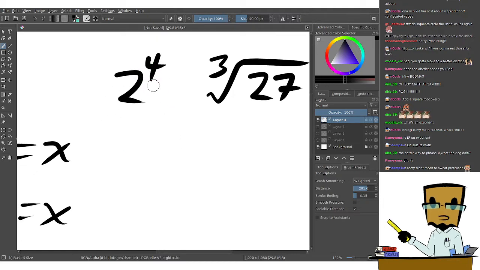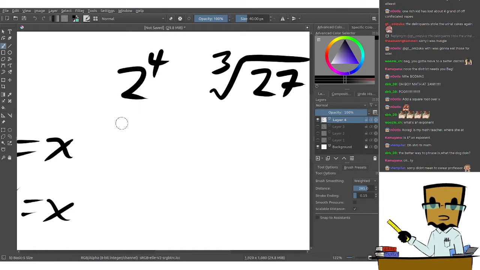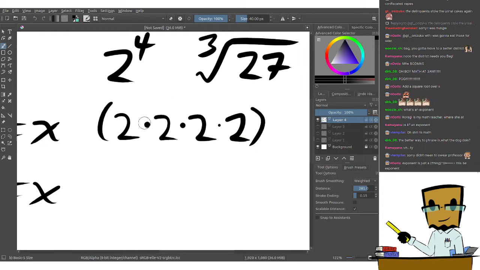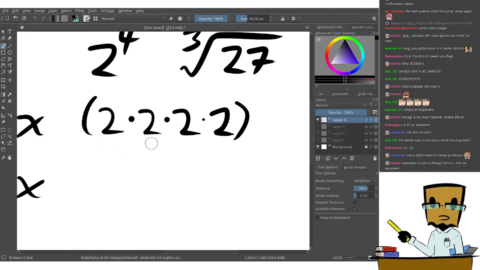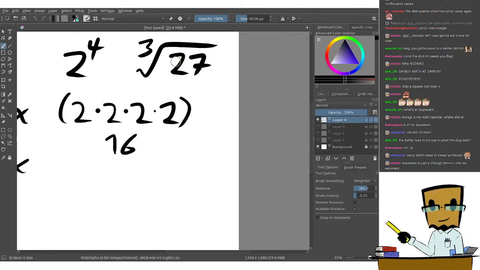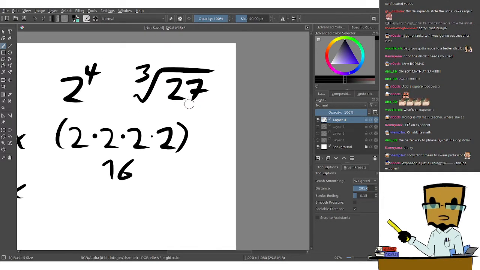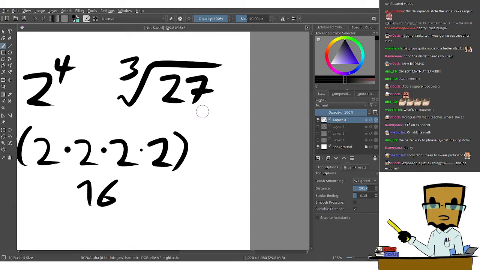But yes, something like 2 to the power of 4. This is actually an equation. This operation tells you 2 times 2 times 2 times 2. So 2 multiplied by itself 4 times, which equals 16. There you go. And the third root of 27, the cubic root, is 3, because 3 to the power of 3 equals 27.